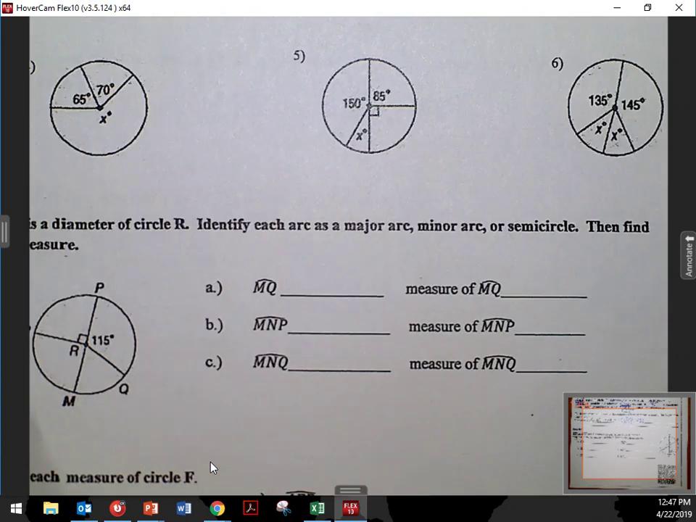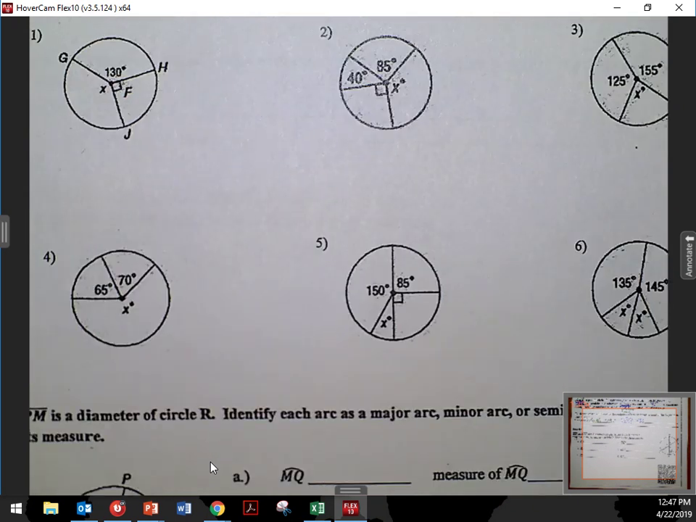So, all these problems match these problems over here on your practice. Okay, I'm going to give you guys the rest of the time to try and get this done.